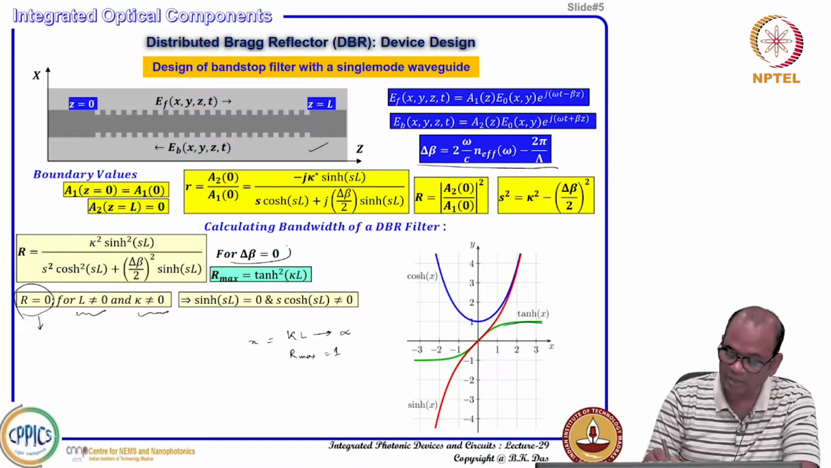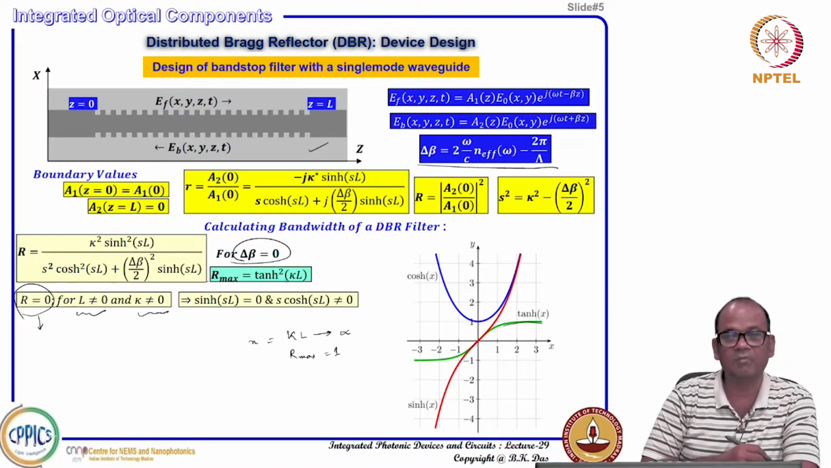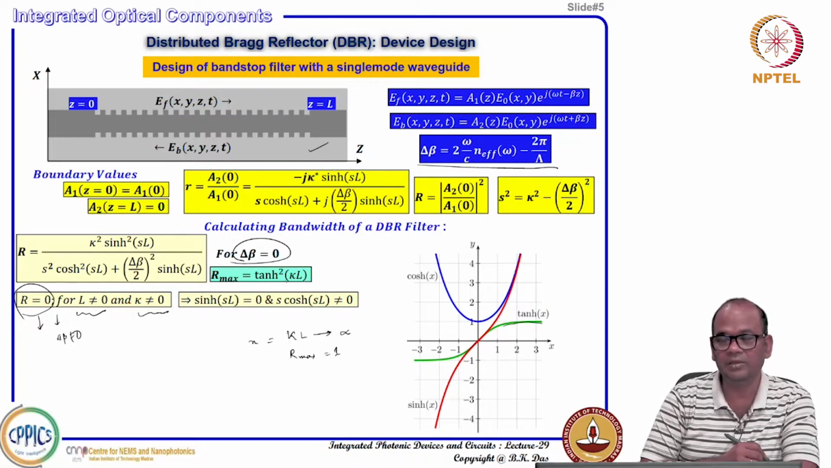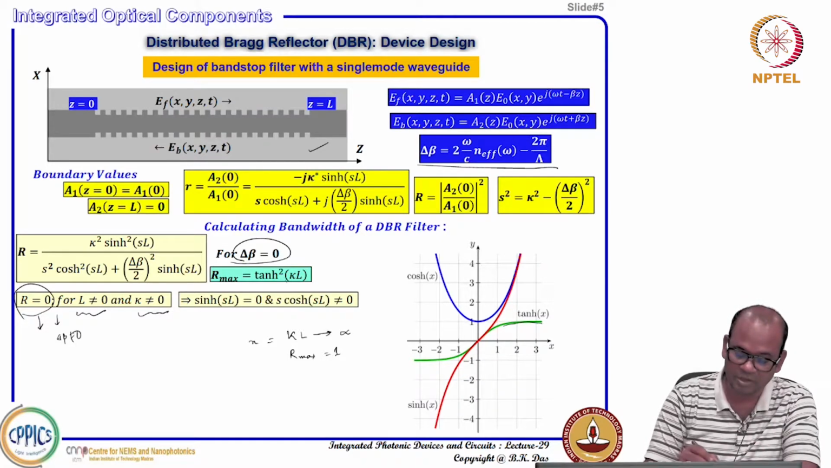I have learned that for delta beta equal to 0, the reflectivity becomes maximum. But if that is the maximum, there may be some other point, delta beta not equal to 0, where the reflectivity can be 0. Ultimately the reflectivity involves the sine hyperbolic and cosine hyperbolic functions, so I would like to know the nature of the reflectivity when delta beta is not equal to 0.